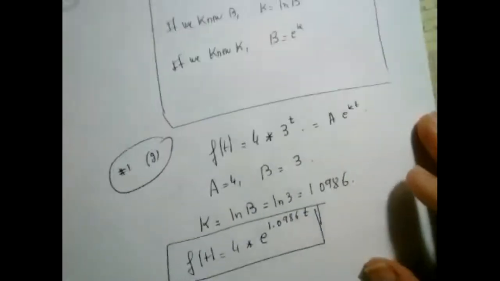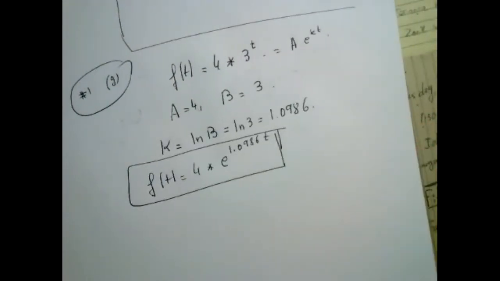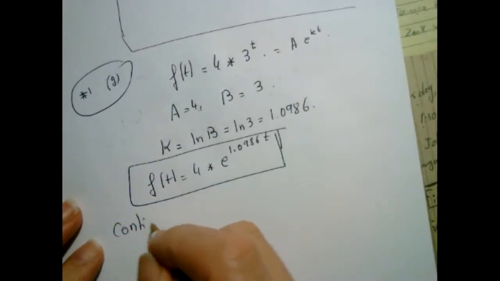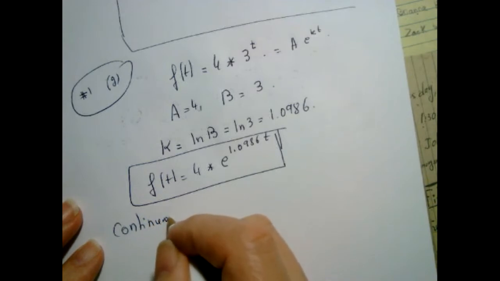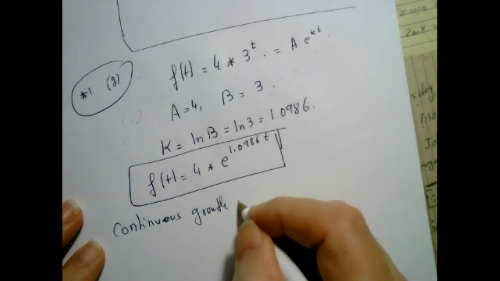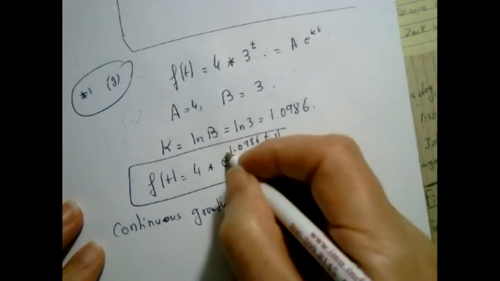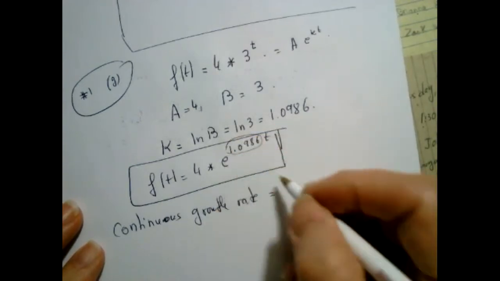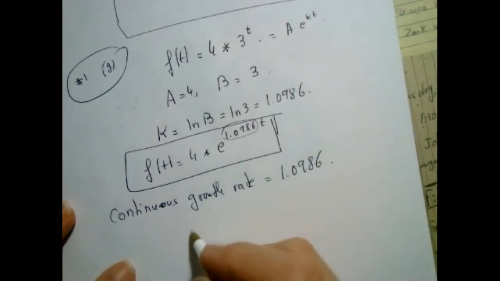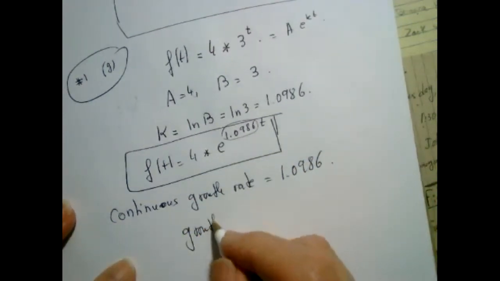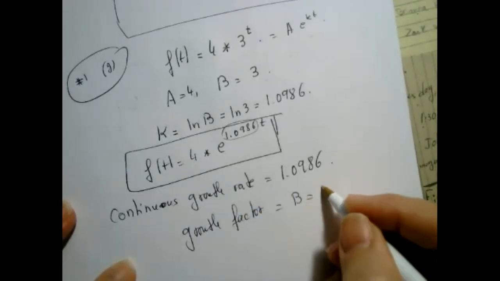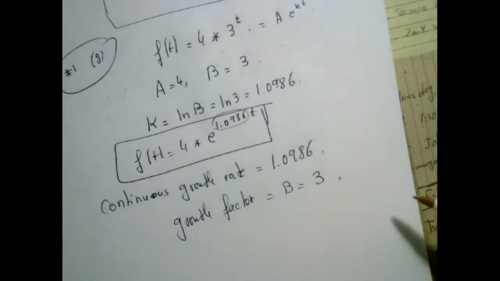All right. So now what are the questions here? What's the continuous growth rate? The continuous growth rate is k. It's 1.0986. Now what's the growth factor? It's the b, which is 3. What's the growth rate?